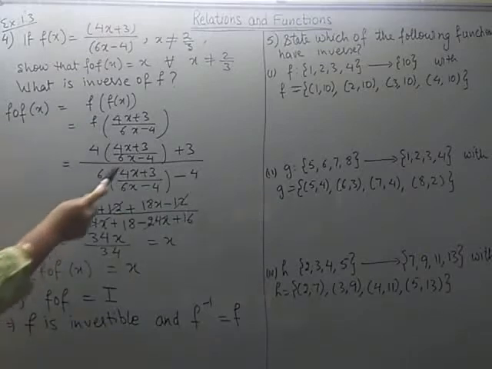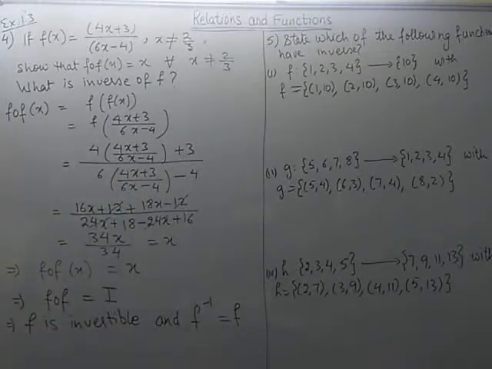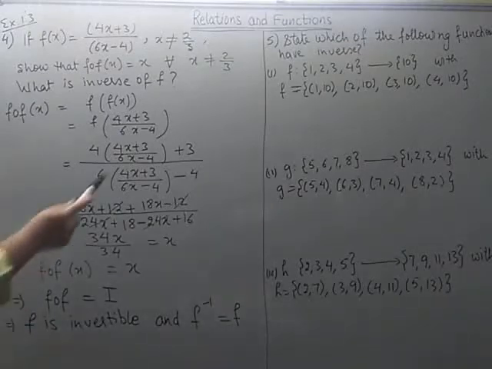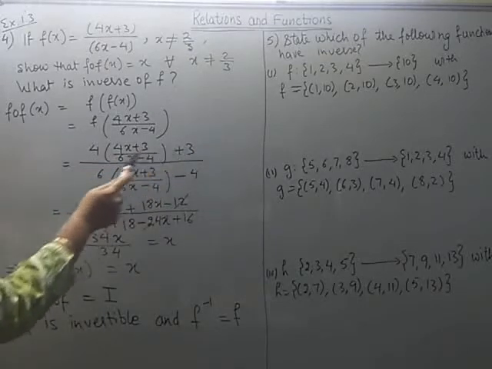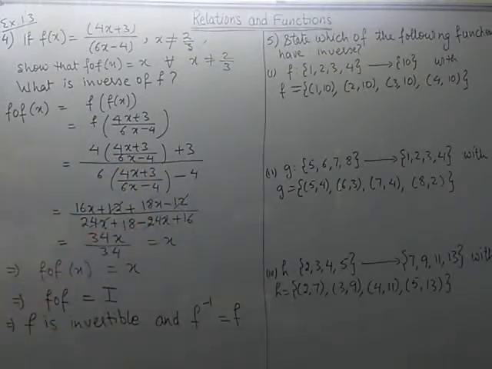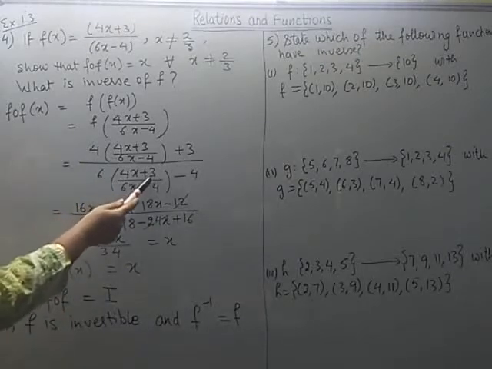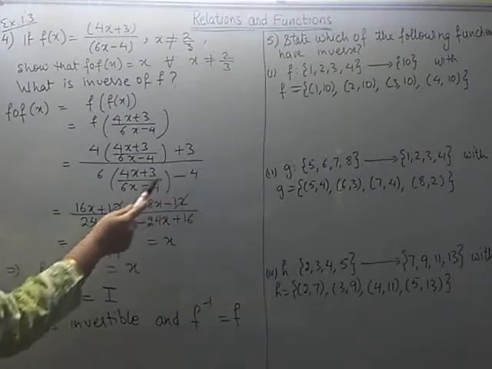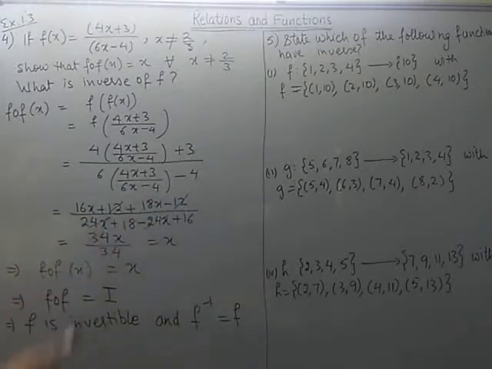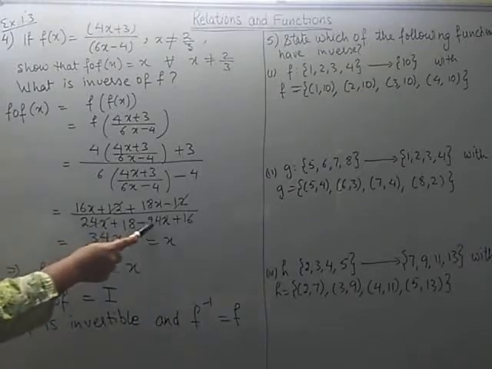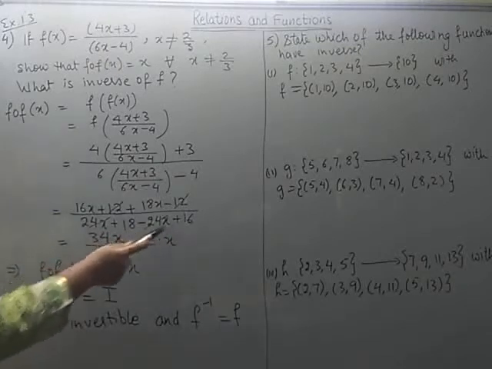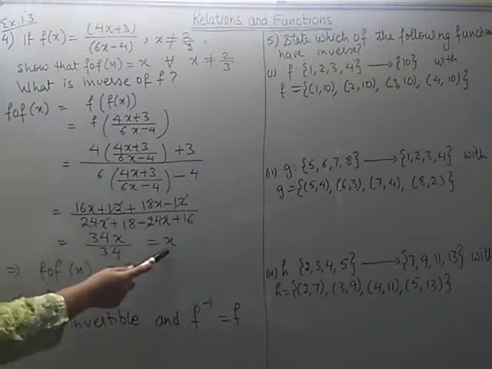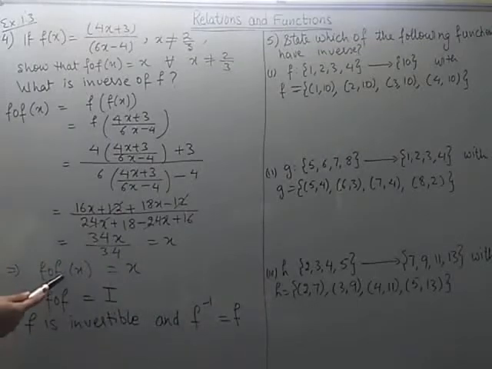Now simplifying it on taking LCM, you can see 6x - 4 in both the denominators gets eliminated, and LCM you can take quickly and it reduces to 16x + 12, and then 3 multiplies with this, we get 18x - 12. In the same way in the denominator we get 24x + 18 and then minus (24x - 16). So you see here +12 and -12 get eliminated, 24x and -24x, and the sum in the numerator reduces to 34x. That in the denominator is simply 34, which comes out to be x. So we could show the composition of f with itself is coming out to be x.